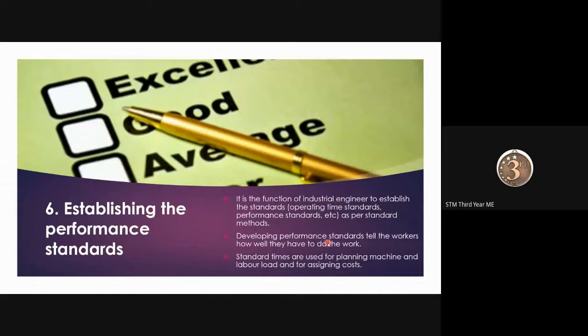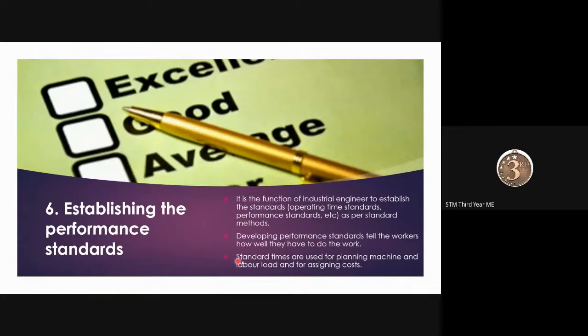Then also, performance standards can help in developing. So you can see here, developing performance standards tell the workers how well they have to do the work. If it is good work, obviously you can keep continuing that method to produce the mentioned product. But if it is an average or a poor work, then you have to obviously improve that method for better quality products. So that is another way to understand, by the performance standards, if the work is better or poor.